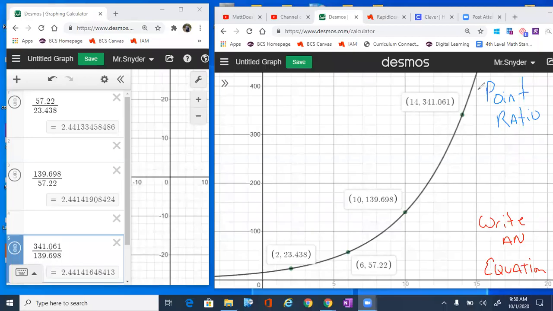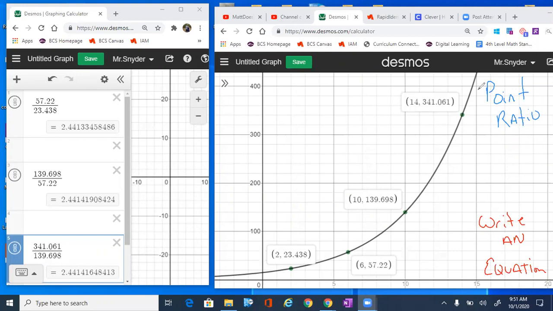All right, we're going to go ahead and write a point ratio form equation of this exponential curve, and we're going to do this multiple times. I went ahead and added some data to this screen, and we're going to use those data points to find the ratio and to build our point ratio form equations.